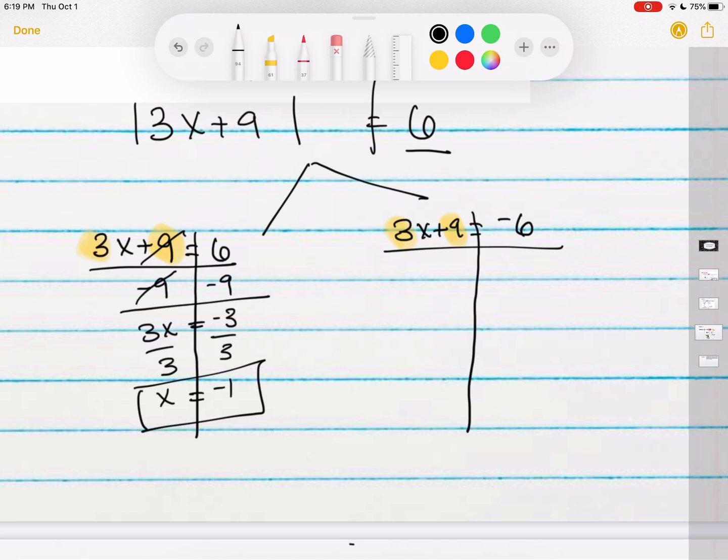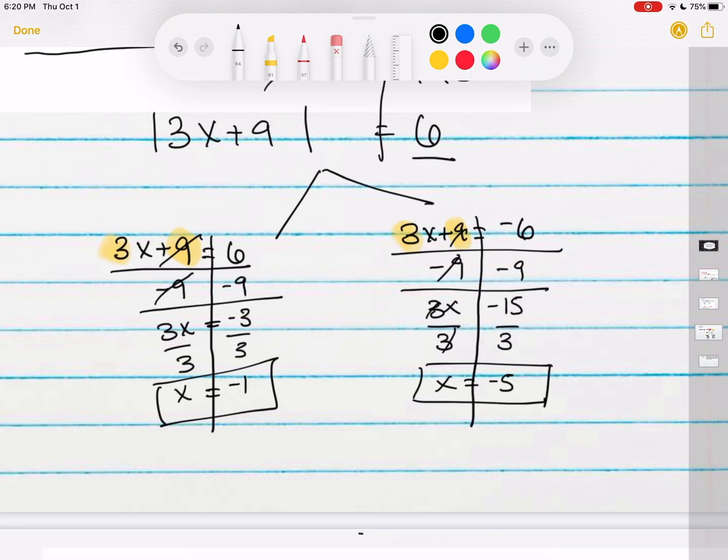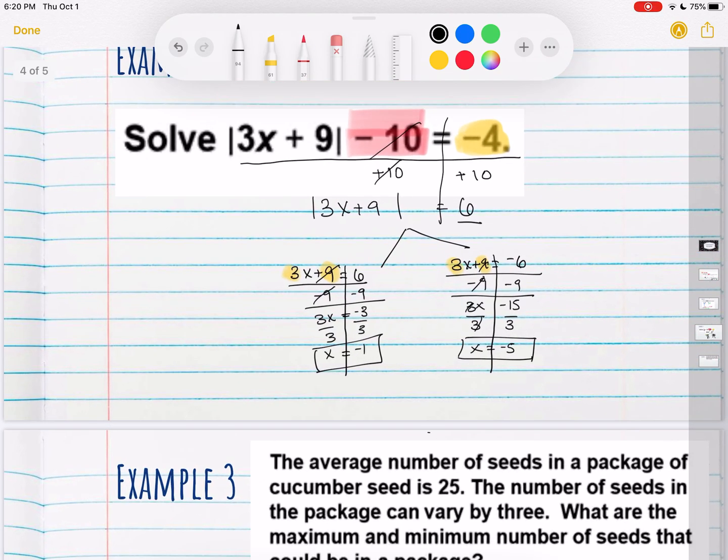So again, just like the other one, I have to get rid of that plus 9, so I'm going to subtract 9. So I'm left with 3x equals, well, negative 6 minus 9 is a negative 15. And then to get rid of the 3 times x, I'm going to divide by 3. So I'm left with just an x equals negative 5. And those are my two solutions. X equals negative 1 and x equals negative 5.